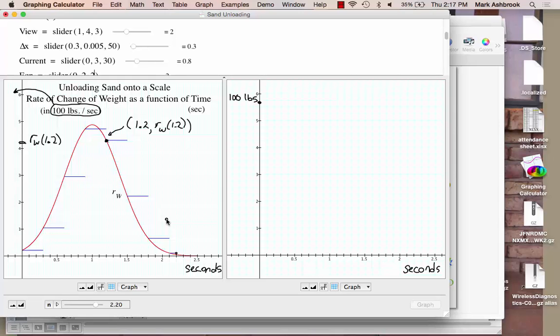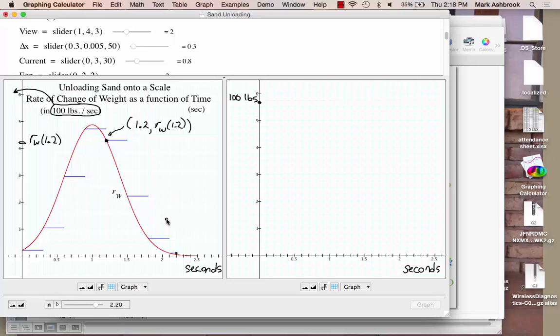Okay, before we go on to number 4, I want to talk about why this rate function makes sense in this situation. I should have said that in the setup. Imagine we've got the truck, and we're going to tilt the bed back, and then the sand is going to slide out onto the scale. So can you explain why this rate function makes sense for that situation?